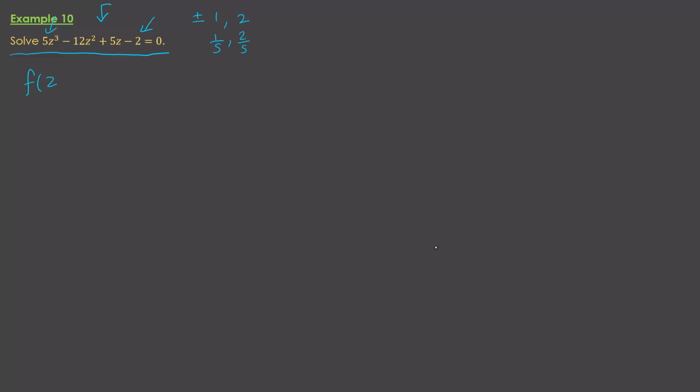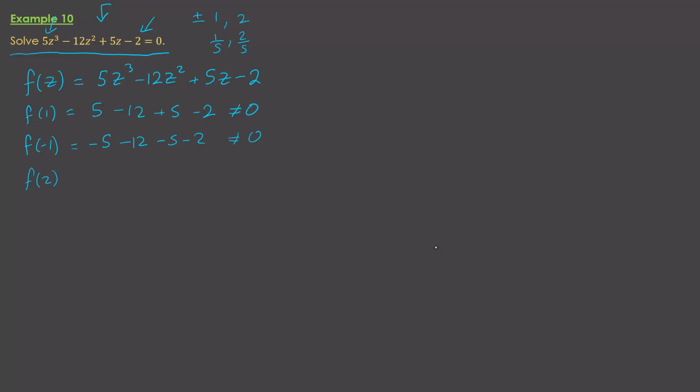So let f of z be equal to 5z cubed minus 12z squared plus 5z minus 2. Let's try f of 1. That's going to be 5 minus 12 plus 5 minus 2, which is not 0. Let's try f of negative 1. That would give me negative 5, take 12, take 5, take 2, and that's definitely not 0 either.